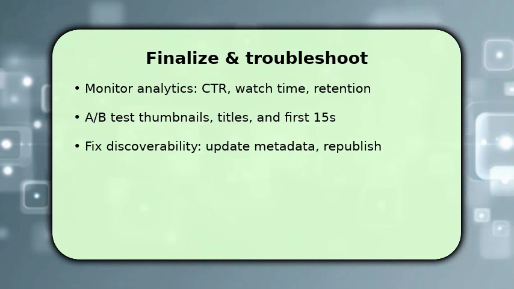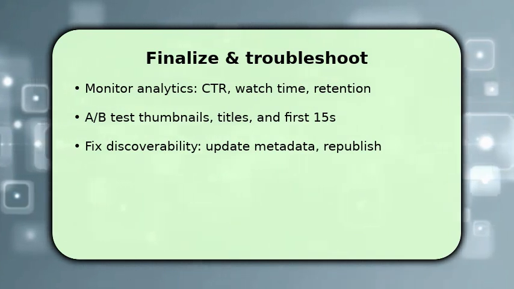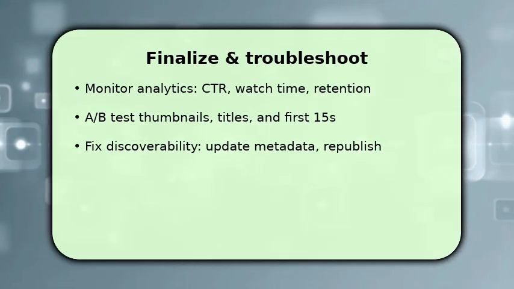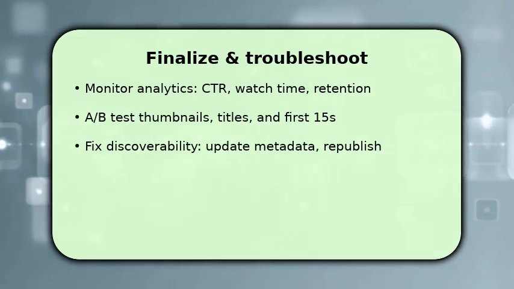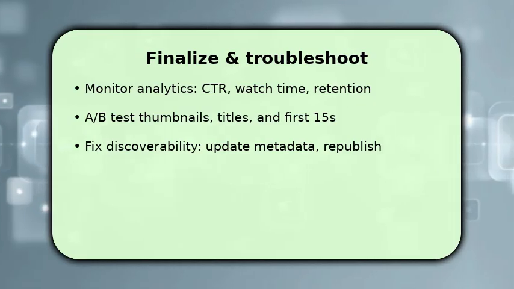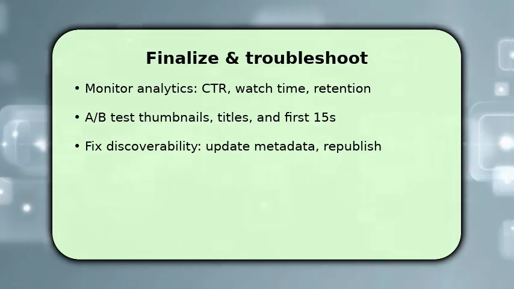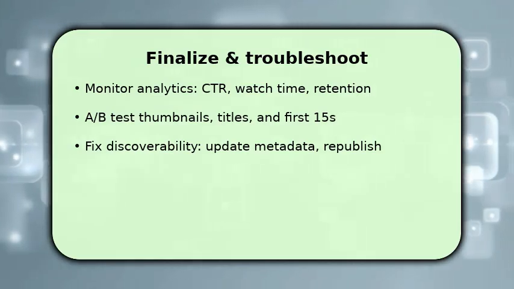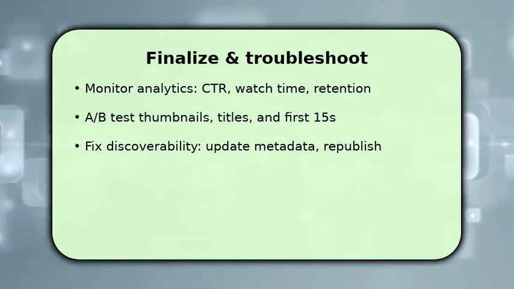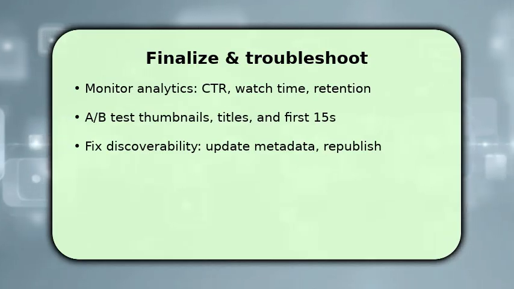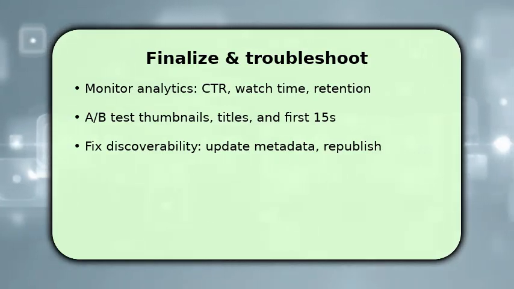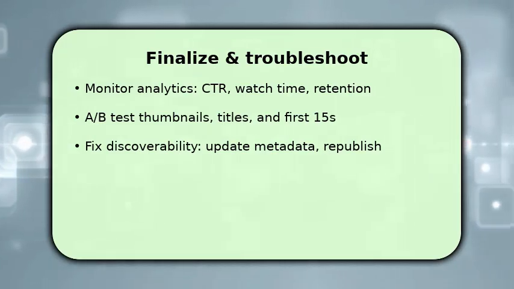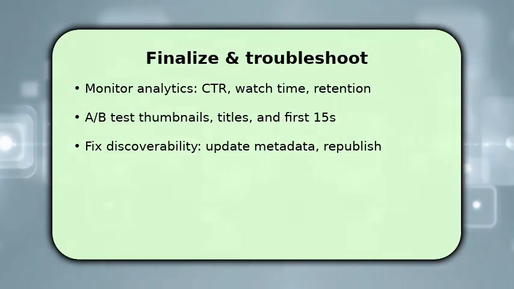Check CTR, average view duration, and audience retention to identify drop-offs. If performance lags, A/B test thumbnails and titles, then optimize the first 15 seconds to hook viewers. Make sure to update metadata and add new tags or chapters. If a video still underperforms, consider unlisting, editing, and republishing with a stronger thumbnail and revised description. This single troubleshooting move often recovers traffic and improves future ranking signals.